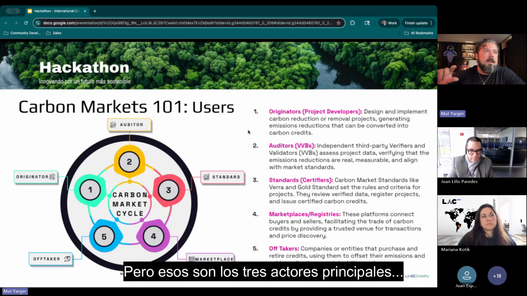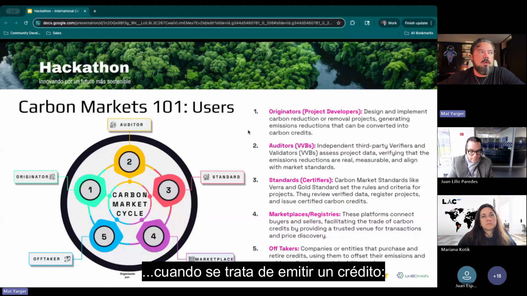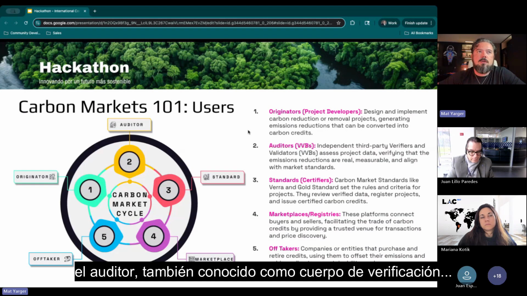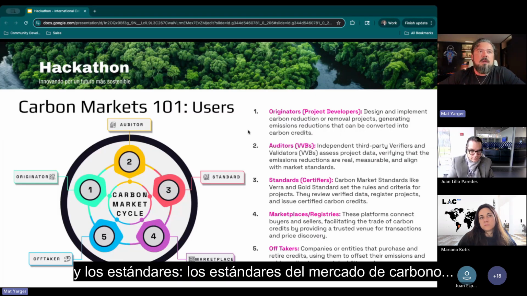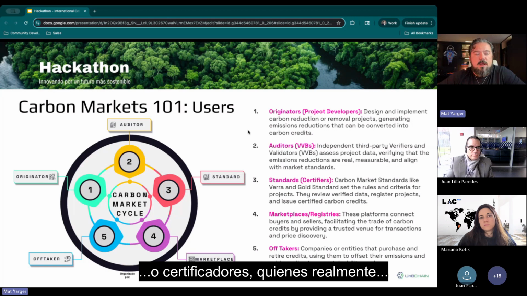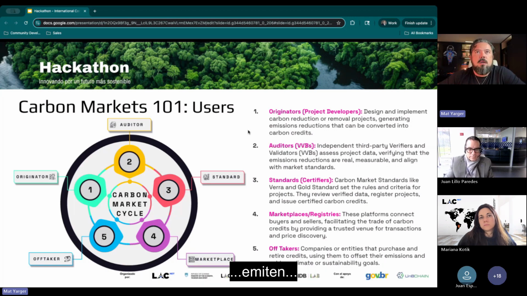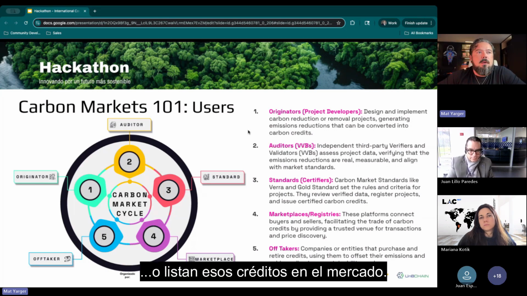But those are the 3 major stakeholders when it comes to issuing a credit: the project developer / originator, the auditor, also known as a verification and validation body, and the standards, the carbon market standards, or the certifiers, the ones that are actually issuing or listing those credits on the market.